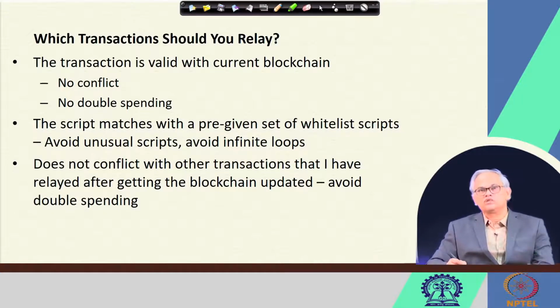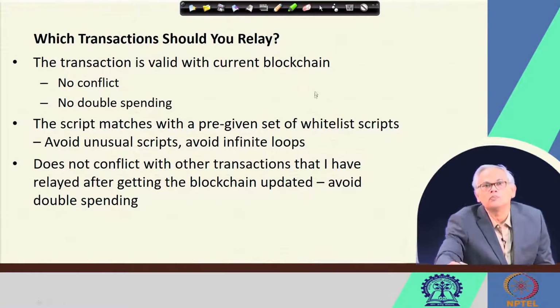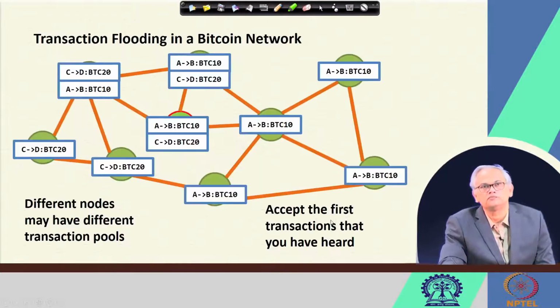And the script of course has to match with a pre-given set of whitelist scripts. We have studied these scripts and we have seen variations of that. So, it will check for unusual scripts, and that there is no possibility of infinite loops which will cause difficulties. So, if there is no such conflict, then only will it relay the transaction to the other nodes.